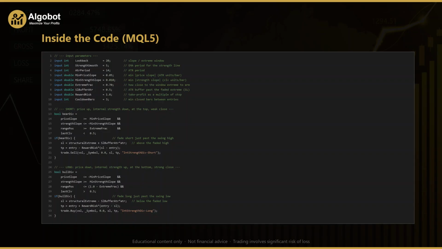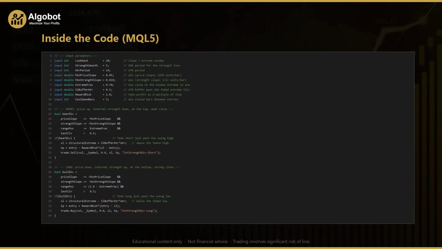Minimum price slope and minimum strength slope are the two thresholds the divergence must beat. Extreme fraction, at 0.7, decides how close to the window's edge price must sit. Stop-loss buffer ATR and RewardRisk shape the exit, and cool-down bar spaces trades apart.